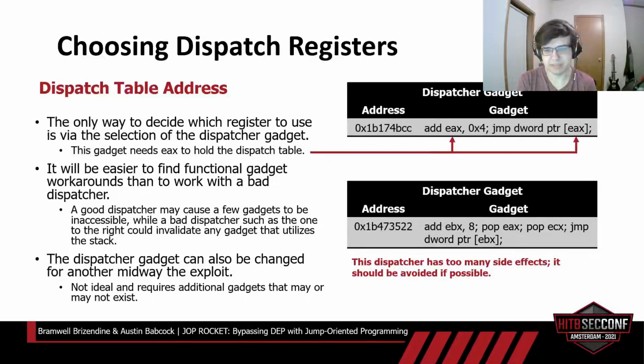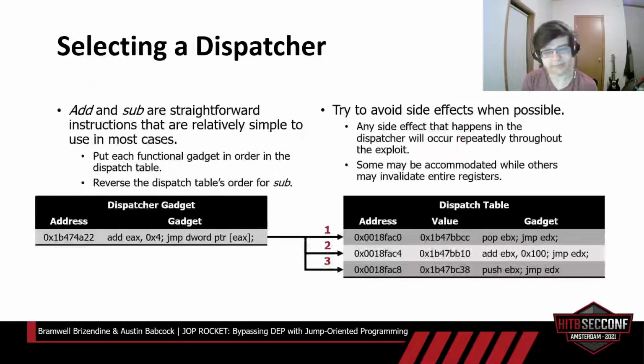So we want to make sure this register is compatible with our functional gadgets that are available when possible, but at the same time, if we're making a bunch of compromises and using a dispatcher gadget like the one on the bottom, where we have a lot of side effects, then we're going to run into some troubles, because each time we execute our dispatcher gadget, we're going to get those side effects.